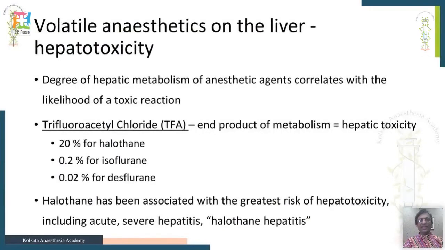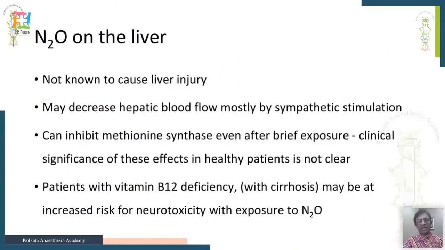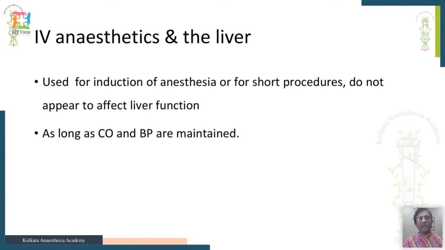The hepatotoxicity is because of trifluoroacetyl chloride, which is produced 20% in halothane, 0.2% in isoflurane, and 0.02% in desflurane, which is possibly what we used to think of as halothane hepatitis. This TFA is not produced by sevoflurane. Sevoflurane metabolism yields fluoride, and this fluoride metabolite, as well as compound A, has not even theoretically been shown to cause hepatic damage. Nitrous oxide usually causes nothing, but there's concern about methionine, especially if it is B12 depleted in liver disease.